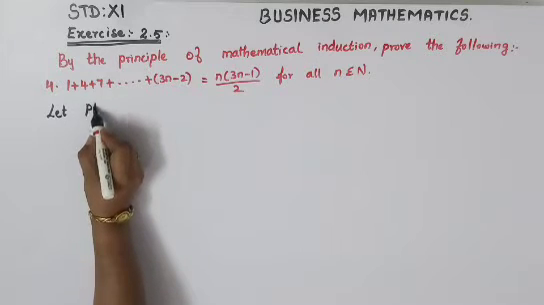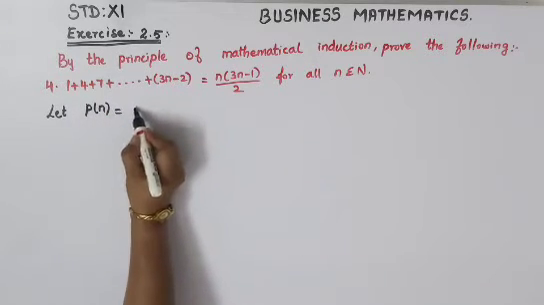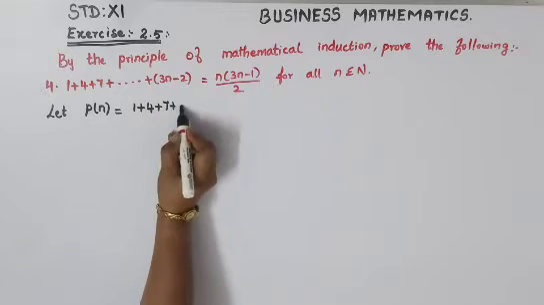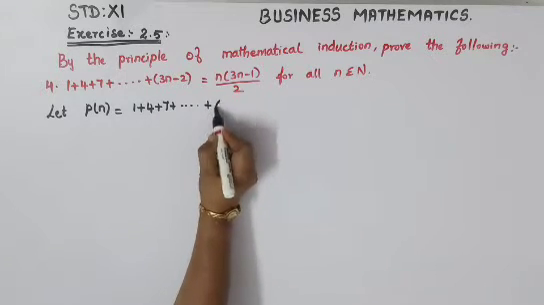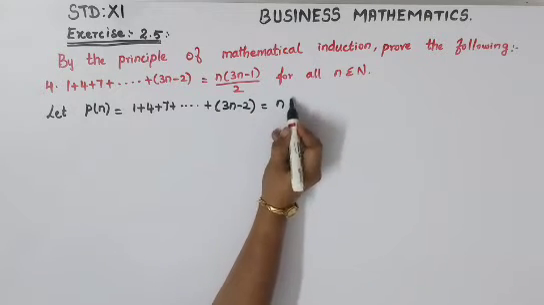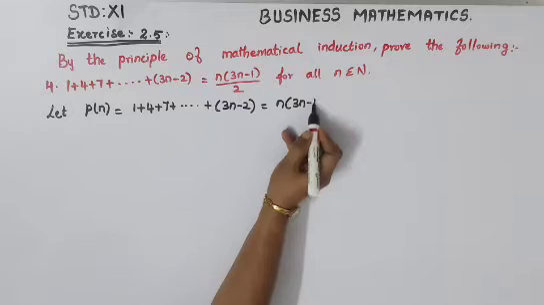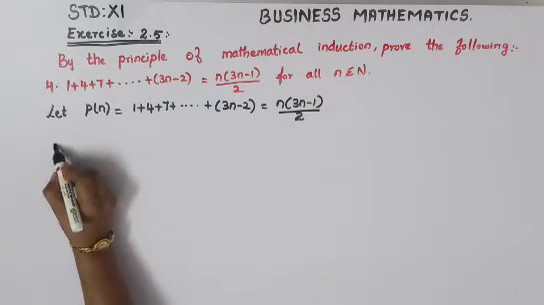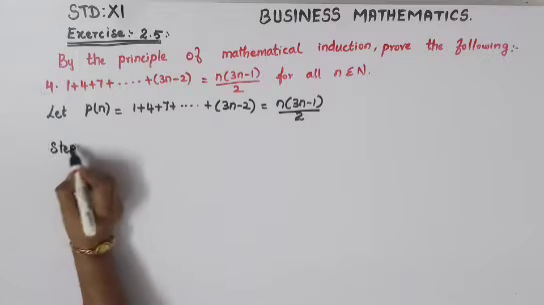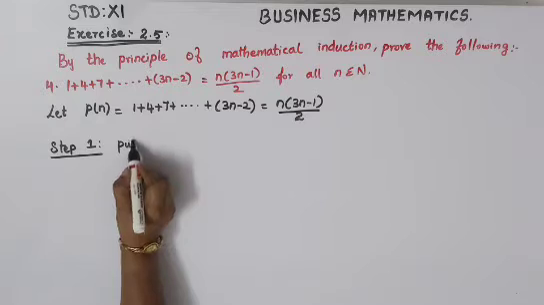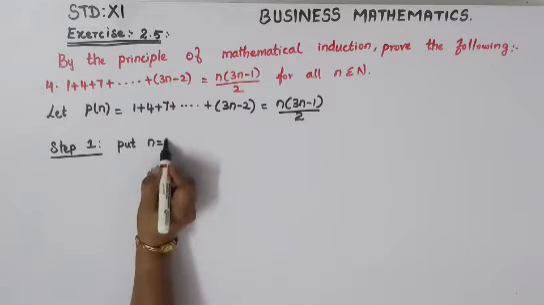Let P of n be equal to, just write your question as it is, 1 plus 4 plus 7 plus etc. plus 3n minus 2 is equal to n into 3n minus 1 divided by 2. So the next step is, your step 1, put n is equal to 1.